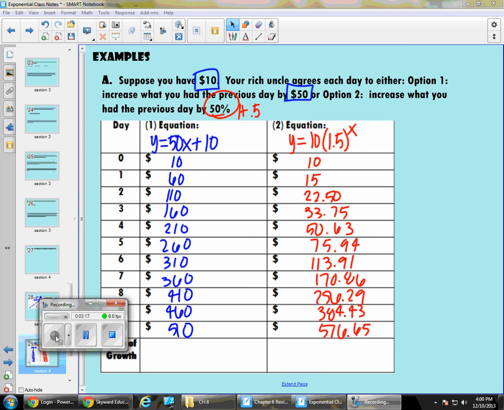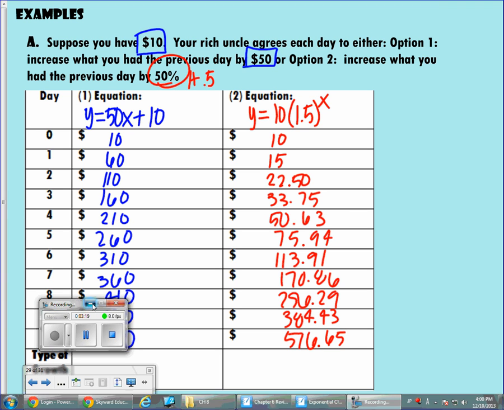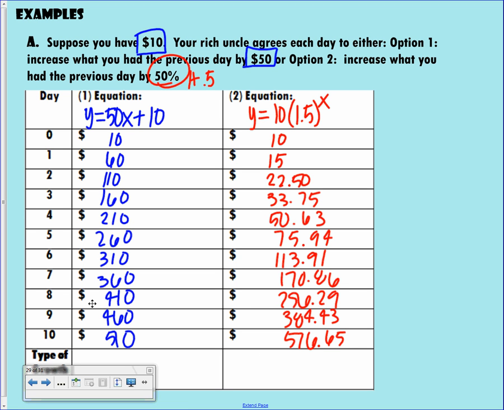So by now, you should have your entire table complete, and go ahead and check to make sure that it matches mine. On day 10 for my linear equation, I have $510. On day 10 of my second option, I have $576.65. So the type of growth, obviously the first one is linear, and then my second one we said is exponential. Again, remembering that exponential is getting faster, bigger, and then linear just means it's going by the same rate the entire time. So now we can answer the 3 questions below.